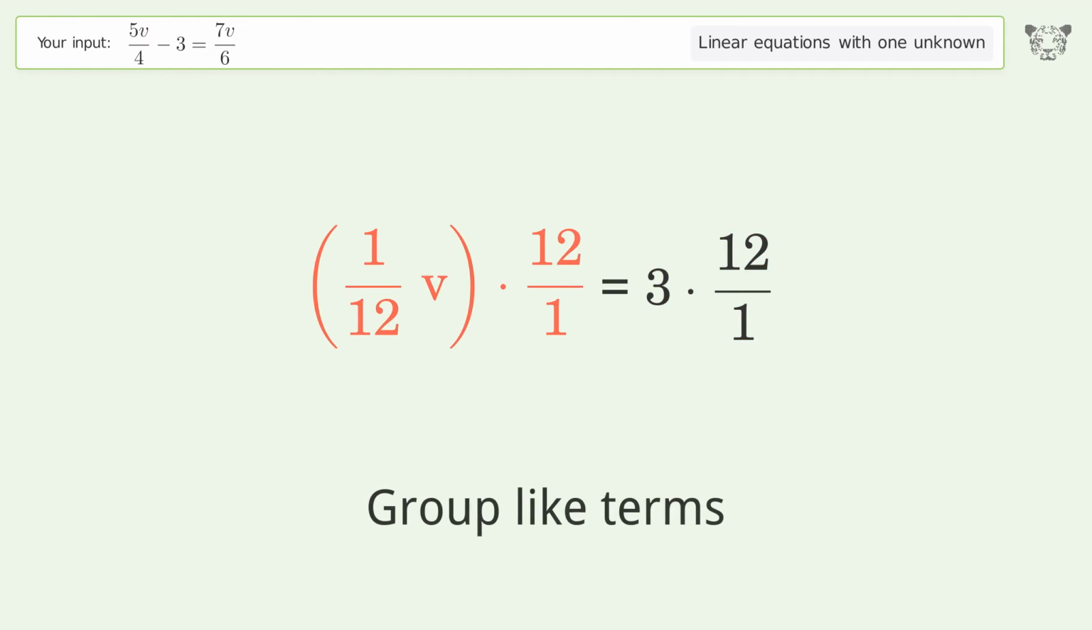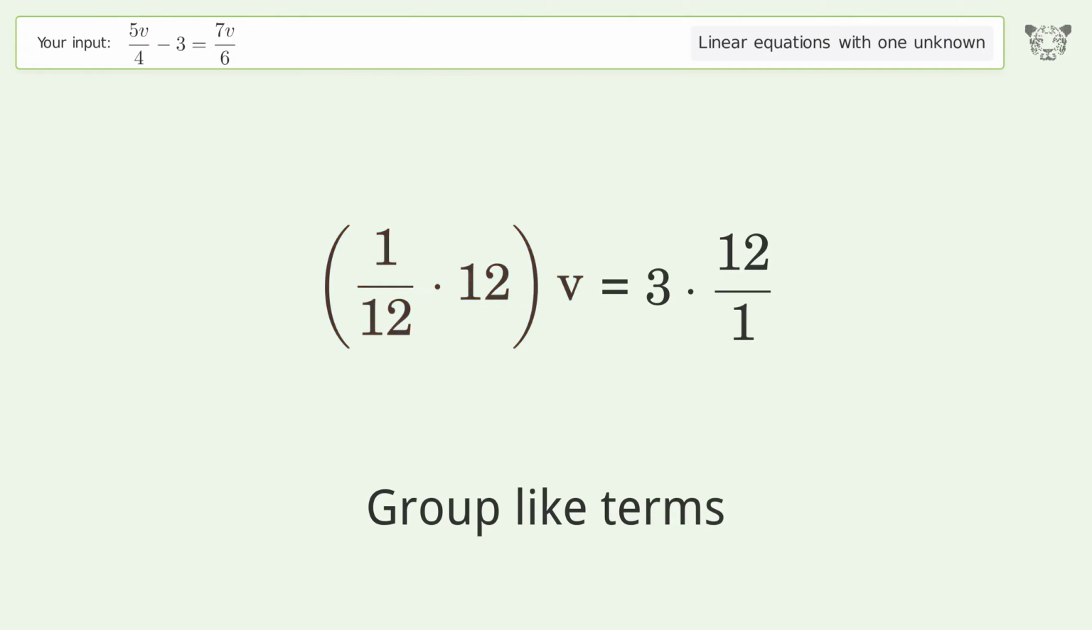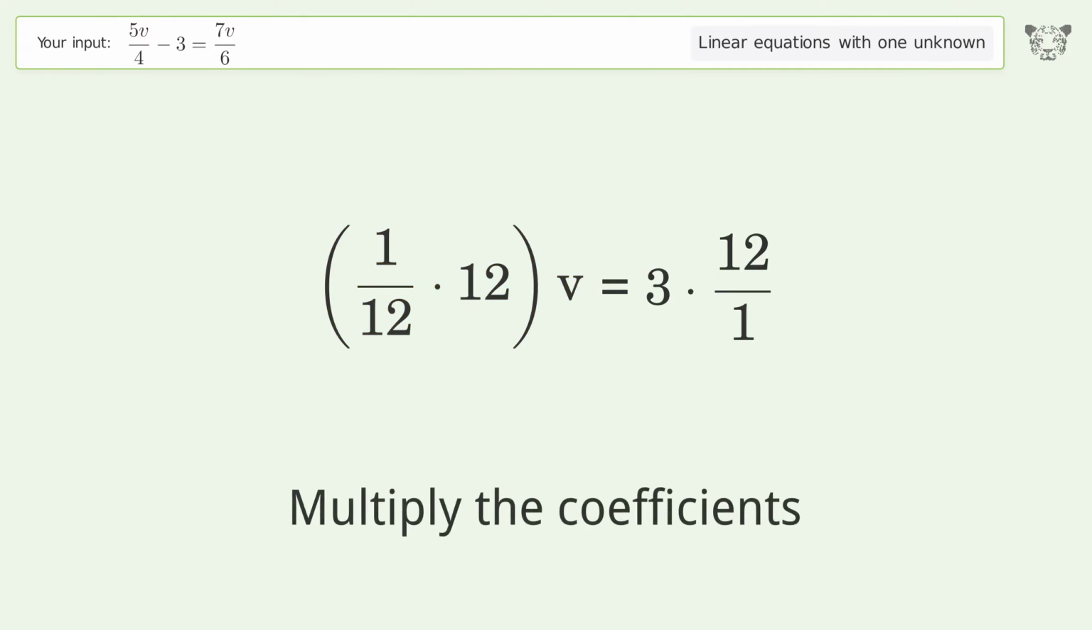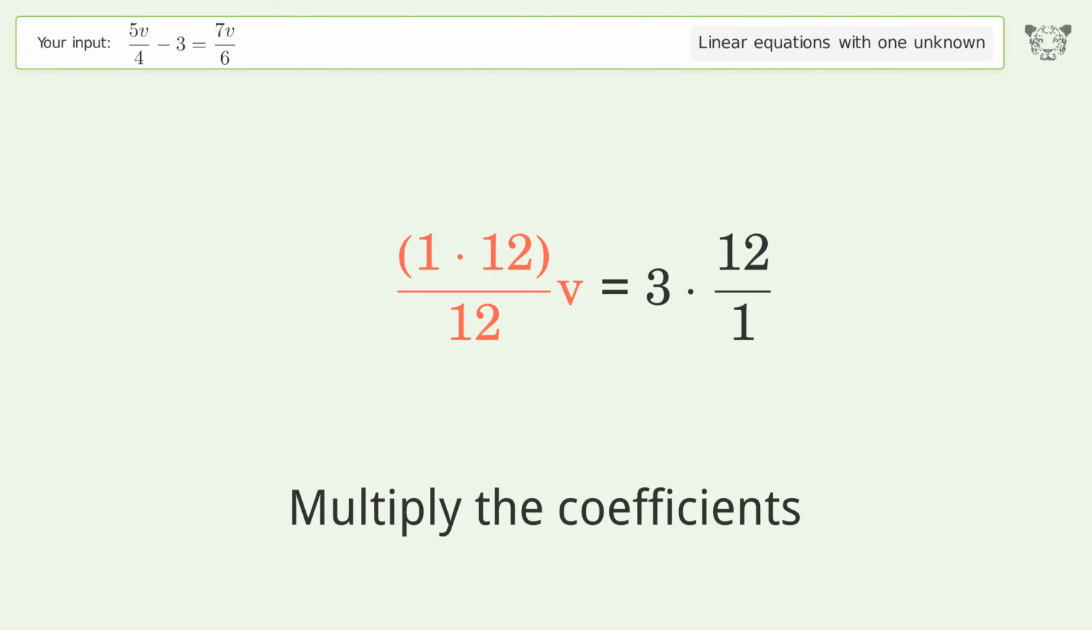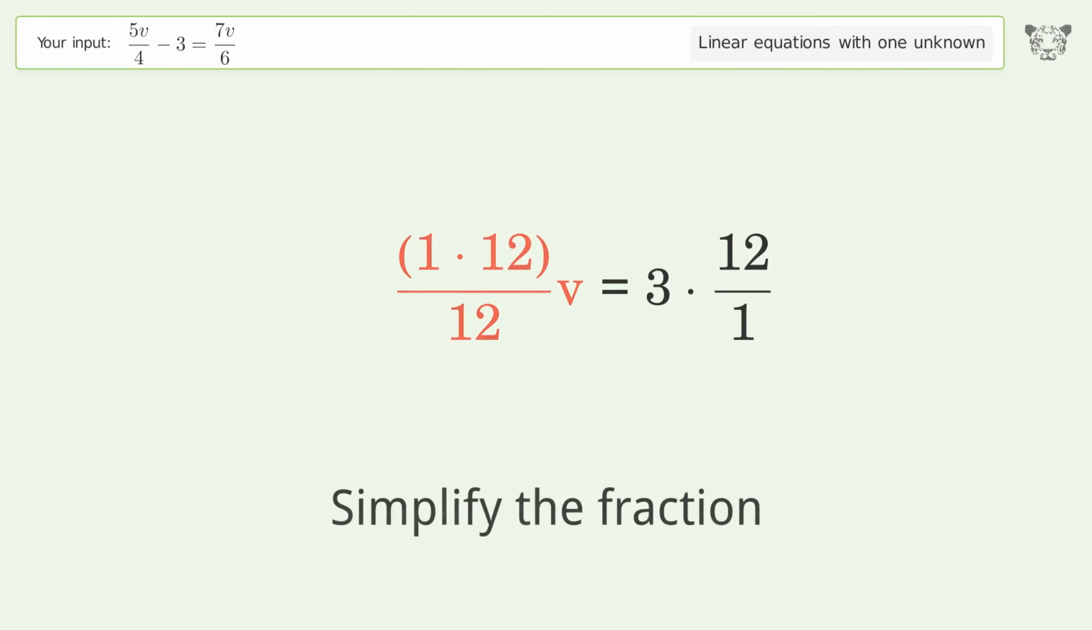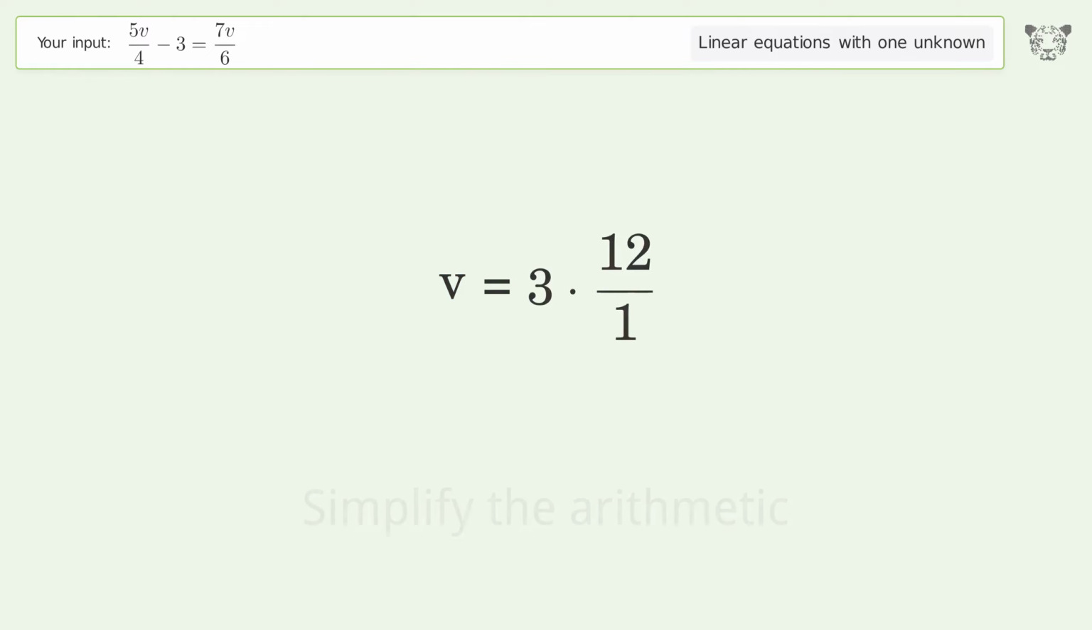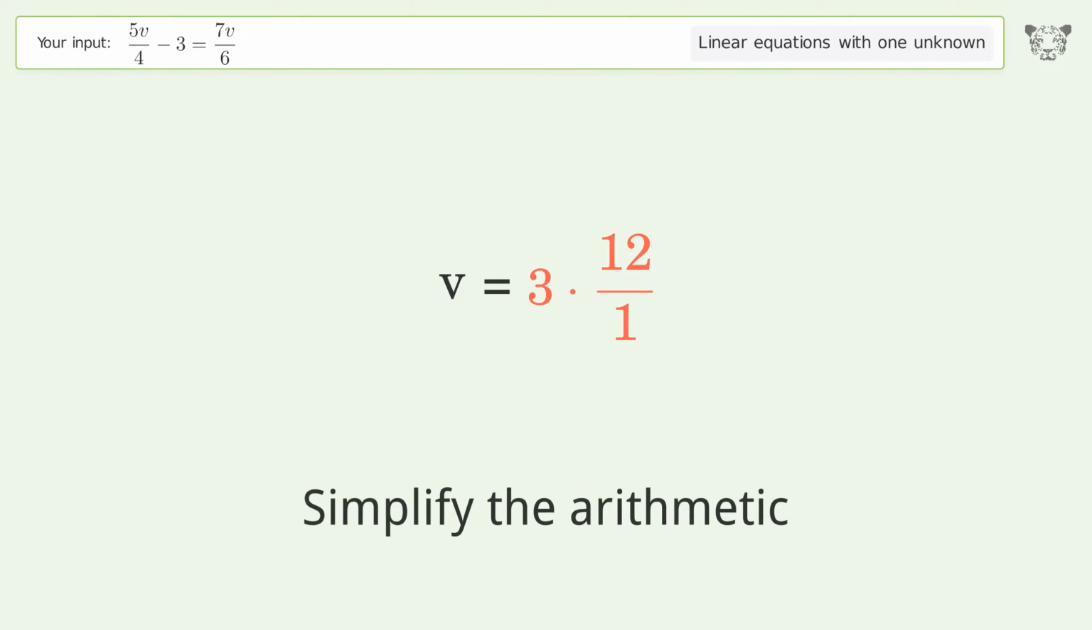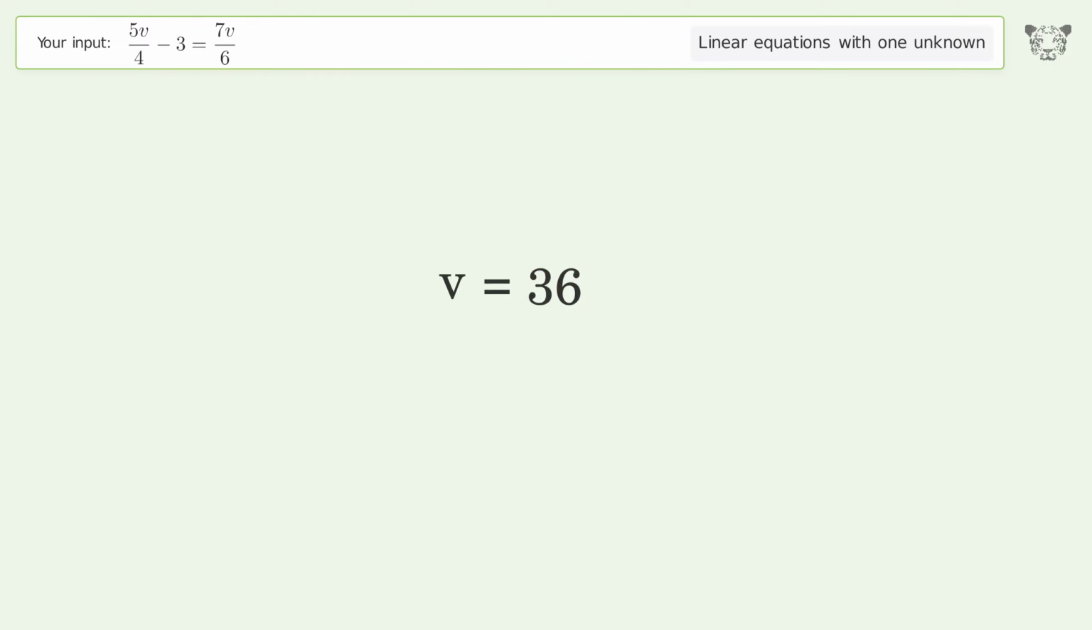Group like terms. Multiply the coefficients. Simplify the fraction. Simplify the arithmetic. And so the final result is v equals 36.